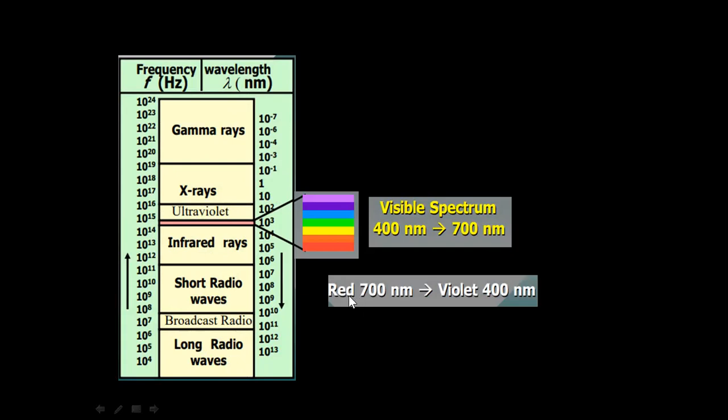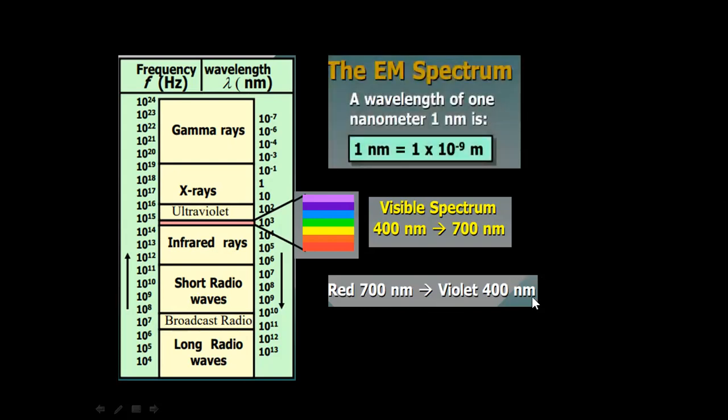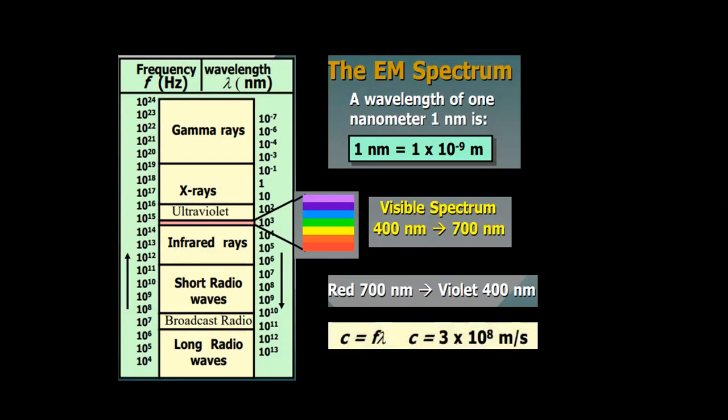Hence, red light lies at a wavelength of 700 nanometers, and violet is at 400 nanometers. In the electromagnetic spectrum, a wavelength of 1 nanometer is equal to 10 raised to negative 9 meters. Once again, the speed of light c is equal to the product of frequency and wavelength, or the speed of light is directly proportional to the product of frequency and wavelength.